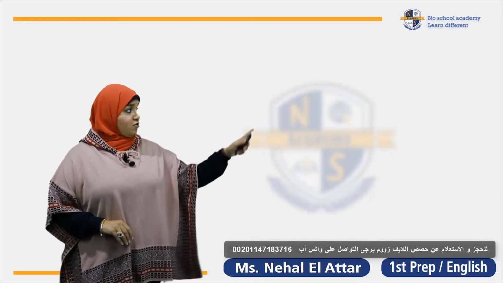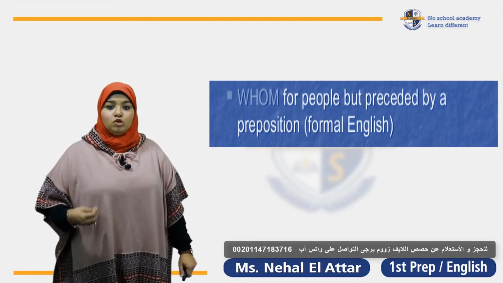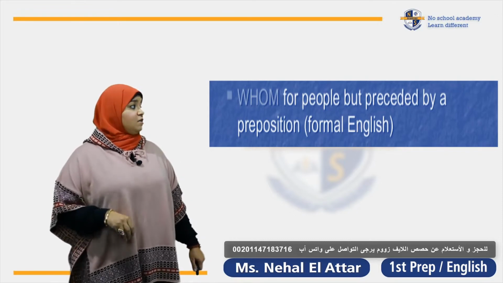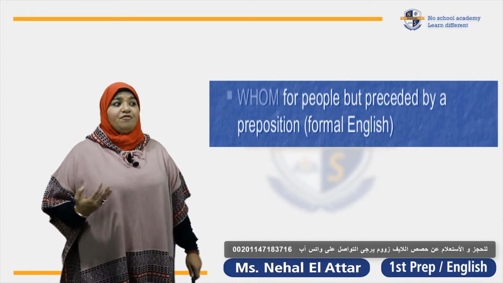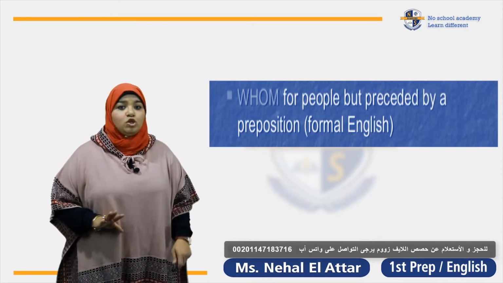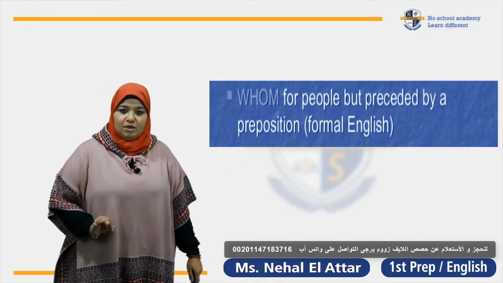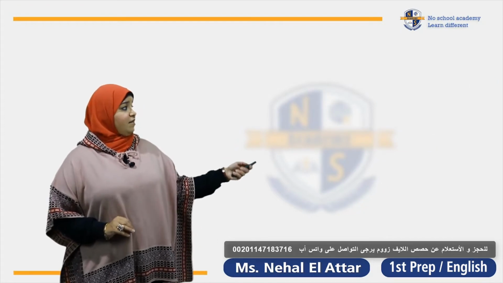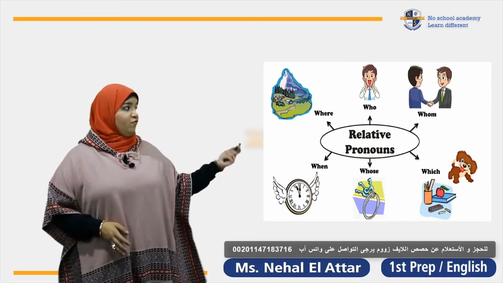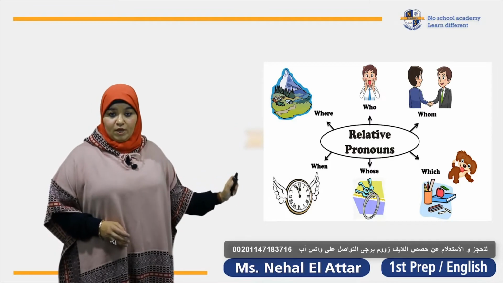Also, we have another relative pronoun, which is whom, and whom is used to talk about people, especially when they are the object of the sentence. It's a formal way to talk in English, because in everyday spoken language, whom is not used, okay? It's the alternative for who, but in the more formal language. And here you have an illustration that shows you what goes with what. When for time, who for people, and so on, okay?